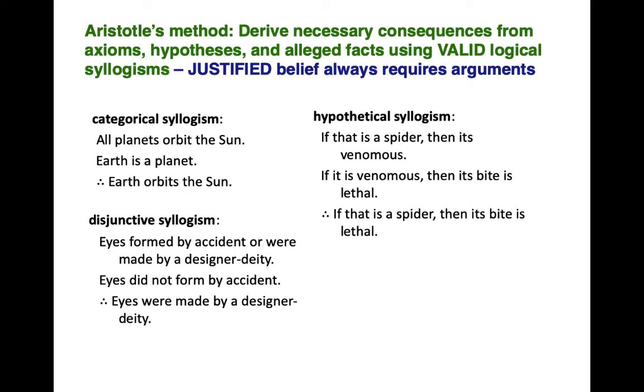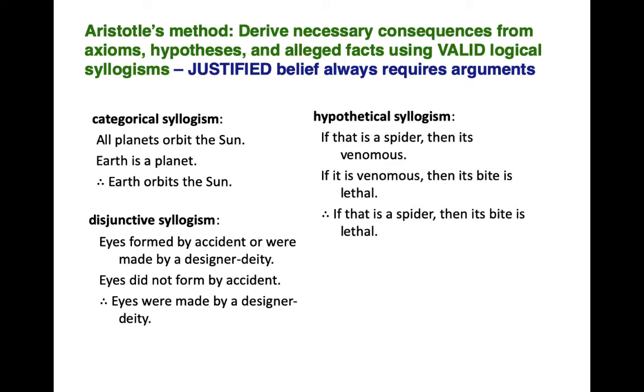Okay, disjunctive syllogism. What's that? A disjunction is an either-or statement. And so a syllogism which features a disjunction reasons like this example. Eyes, complex eyes like those of humans and mammals, formed by accident, or they were made by a designer deity, namely God.